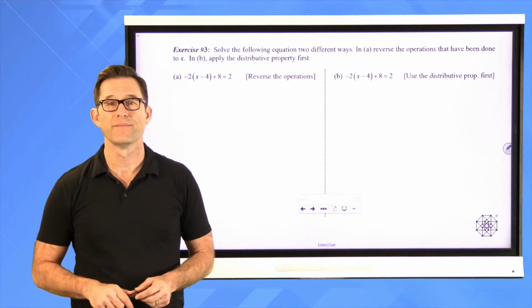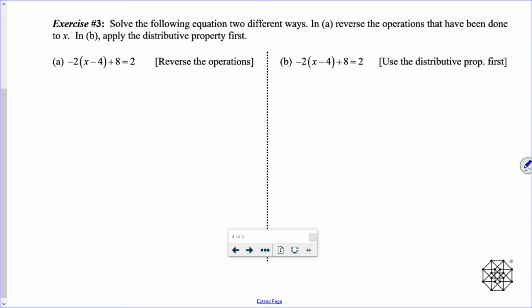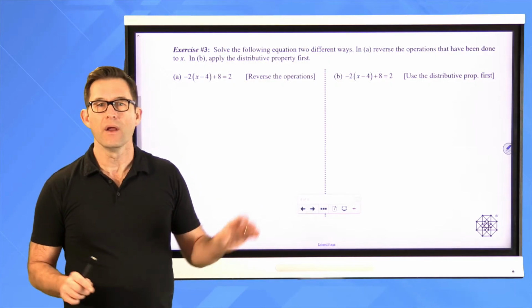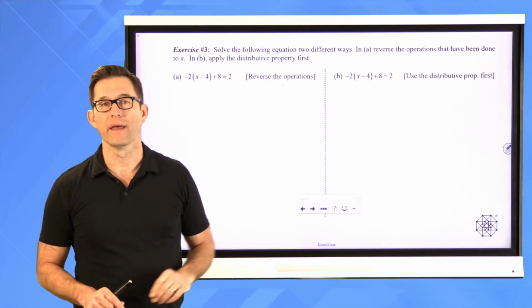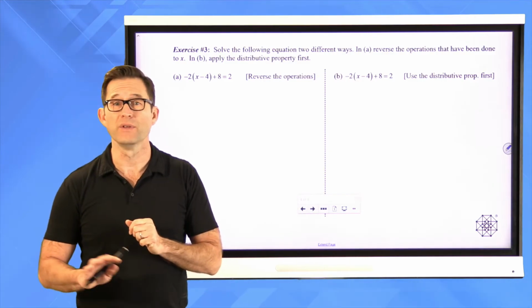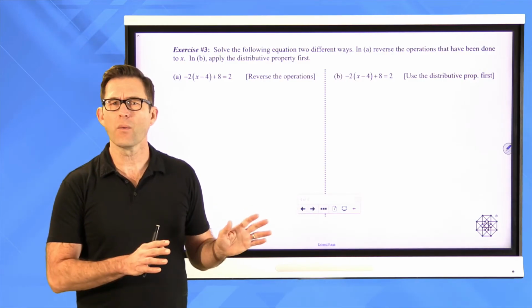Let's take a look. Solve the following equation 2 different ways. In A, reverse the order of operations that have been done to x. In B, apply the distributive property first. All right, so let's talk about this for a bit. Right here in letter A, it looks very similar to exercise number 2, letter B, the one that we just did, okay? And that's where I want you to begin.